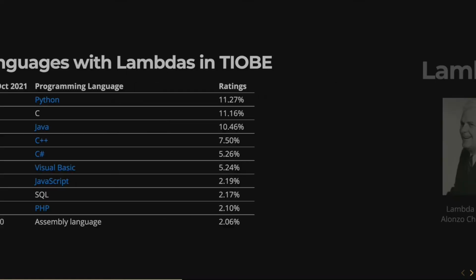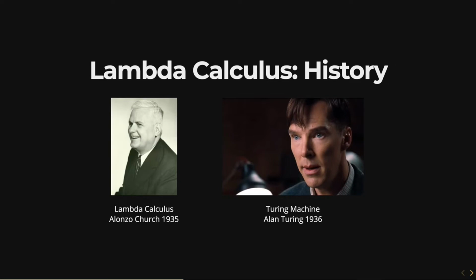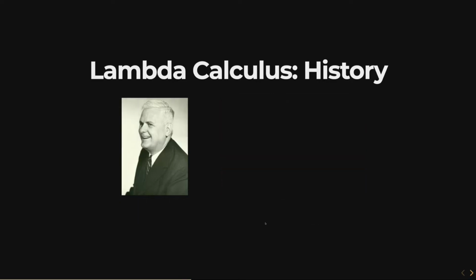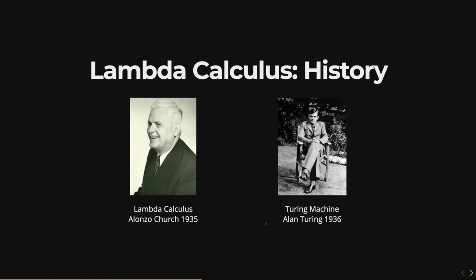So what is the historical context? Here on the left, you have a picture of Alonzo Church in 1935, and on the right a picture of Alan Turing in 1936. But no, hold on, wait a minute. Sorry, that was the wrong picture. That's the right picture. Got confused there. Alan Turing.